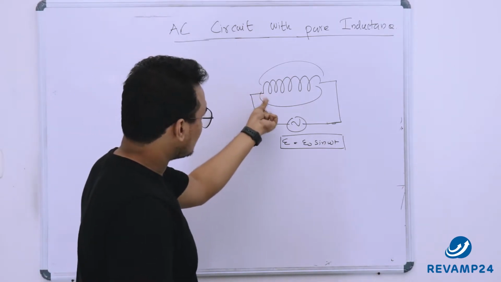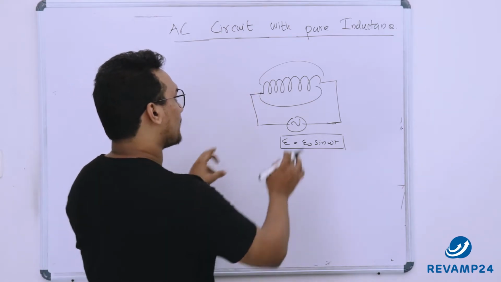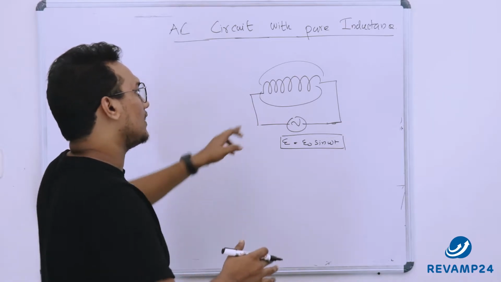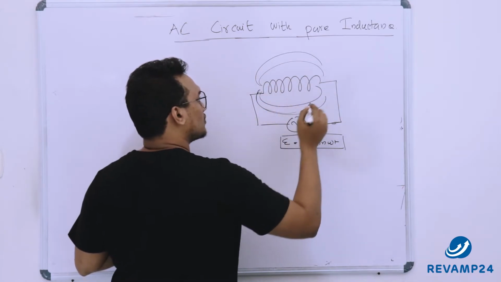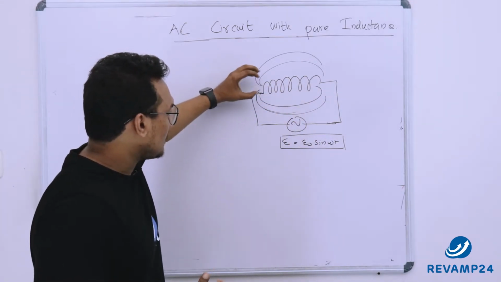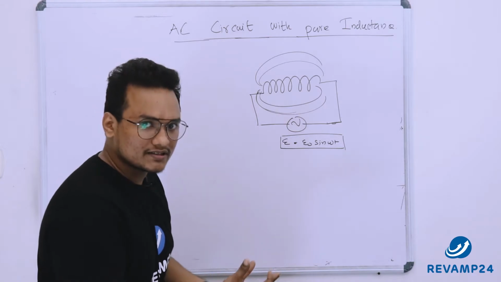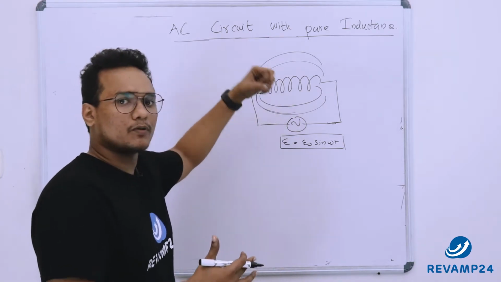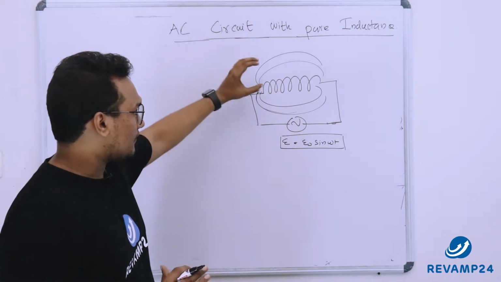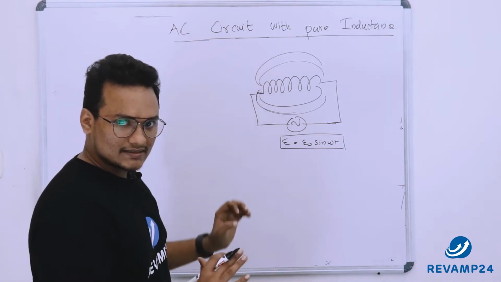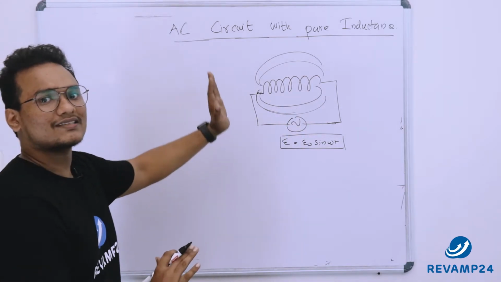Now just assume that current is increasing gradually to a maximum value. So what will happen to the magnetic field created by this inductor? The magnetic field will gradually increase. When the magnetic field increases, there will be a change in magnetic flux associated with this coil. And who is producing that magnetic flux? The same coil is producing the magnetic flux, and the same thing is changing with respect to time. So whenever magnetic flux linked with a coil changes, what will happen? There will be an EMF induced in that coil, and this is called self-inductance.